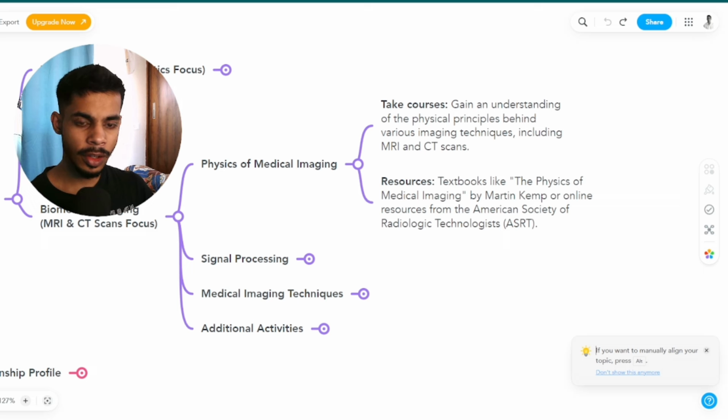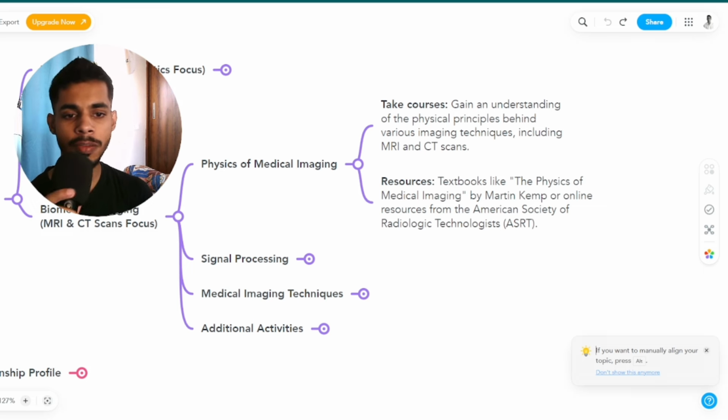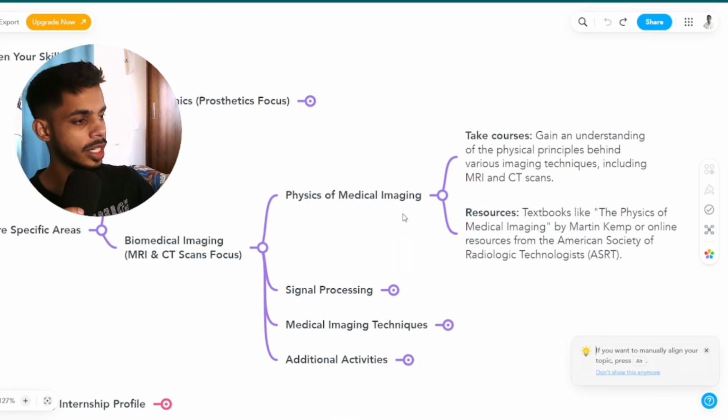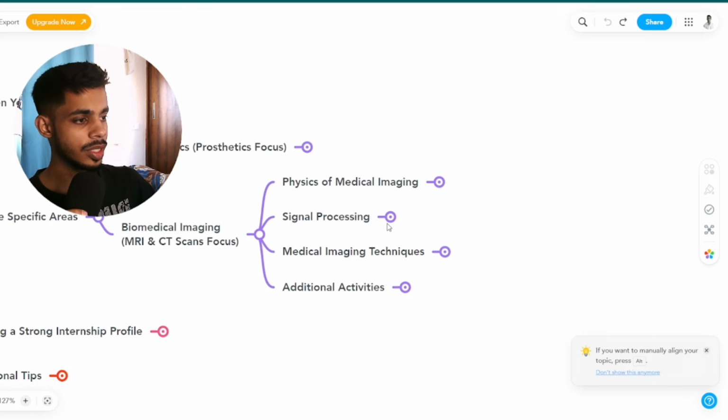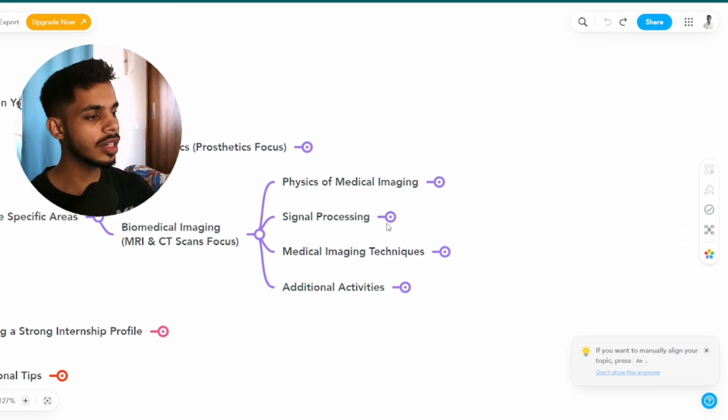And the best book you can refer to for this is The Physics of Medical Imaging by Martin Kemp, available online. If you don't have the book, drop a message in the group and we'll be happy to send it across to you. Signal processing: once that is done, you have to understand how the signal is processed.